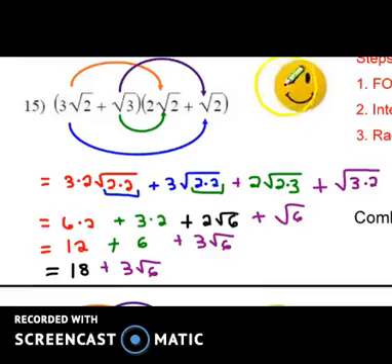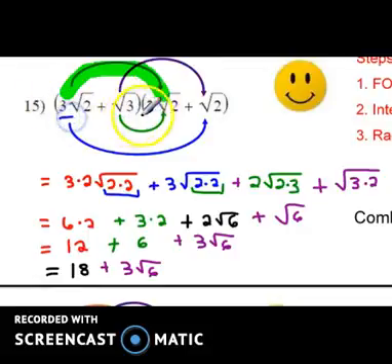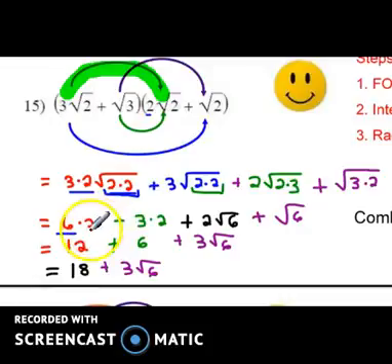In problem 15, I'm going to multiply a binomial times a binomial. The method I'm going to use is FOIL. You see it forms a smiley face. So here's my first terms. I'm going to multiply those two together. So I have 3 times 2. That's how I got 6. The square root of 2 times the square root of 2, I have a set of 2's that come out. So 2 came out. So that's how I got 6 times 2. I got 12.